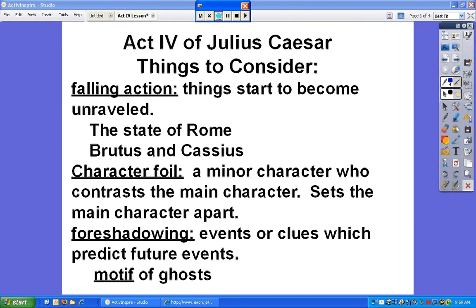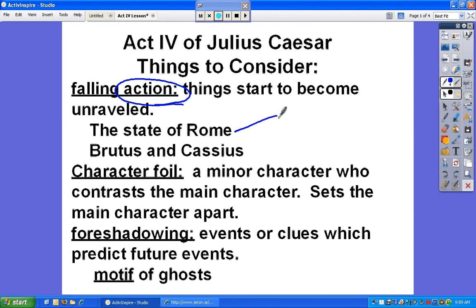Okay, as we start Act 4 of Julius Caesar, these are some of the things that we need to consider. One of the first things that is important, we talk about the structure of the play as a whole, we talk about the plot. We've established that Act 1 is always the setting and conflict, Act 2 is rising action, Act 3 is always the climax.